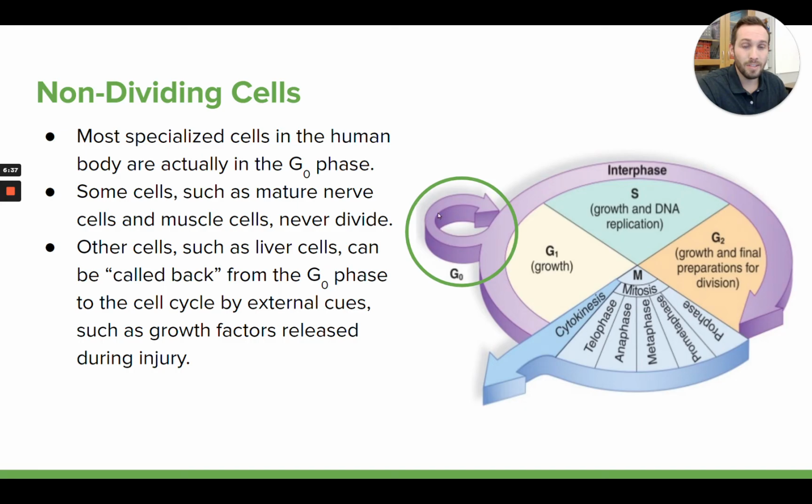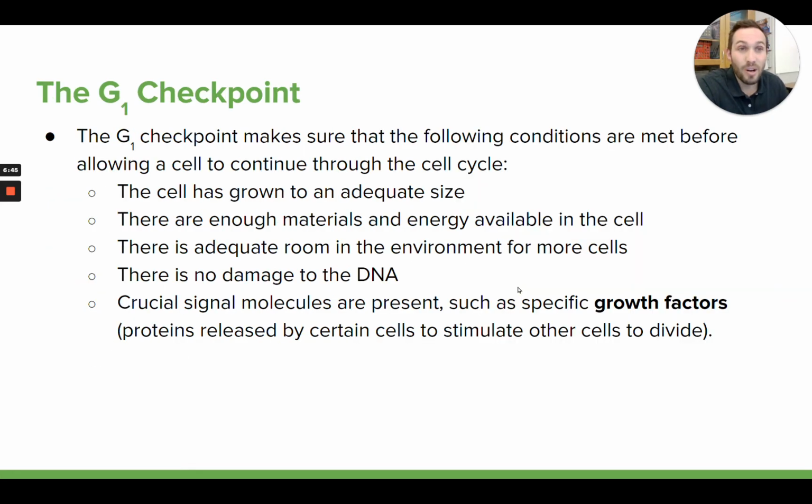So the G0 phase, it's permanent for some cells and temporary for other cells. And then some cells, they're just never in the G0 phase. They're just always dividing. So at the G1 checkpoint, let's say you are a dividing cell. You're a cell who's supposed to be dividing. And this cell is really excited to one day divide. So it wants to start S phase. It wants to replicate its DNA.